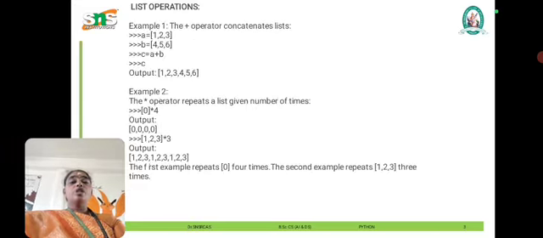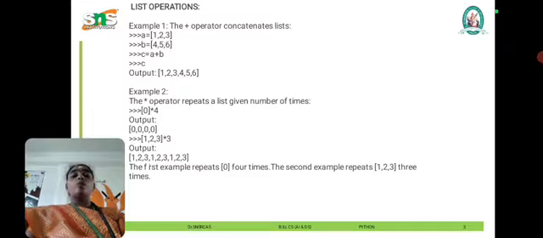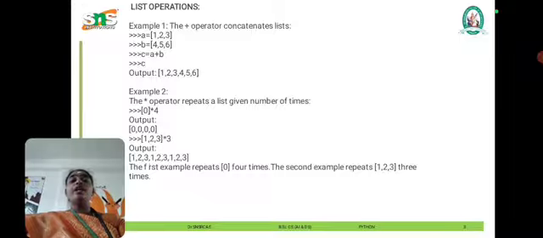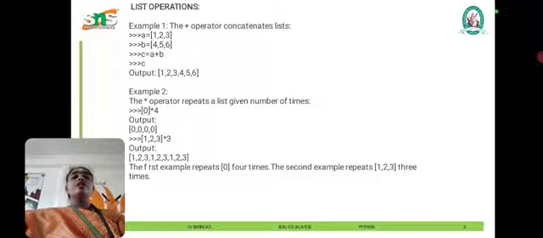List operations use arithmetic operators. The plus operator concatenates two lists. There is no addition, just concatenation of two lists. For example, a equals 1, 2, 3, b equals 4, 5, 6. If you use c equals a plus b, both lists are concatenated. If you print c, the output is a single list: 1, 2, 3, 4, 5, 6.